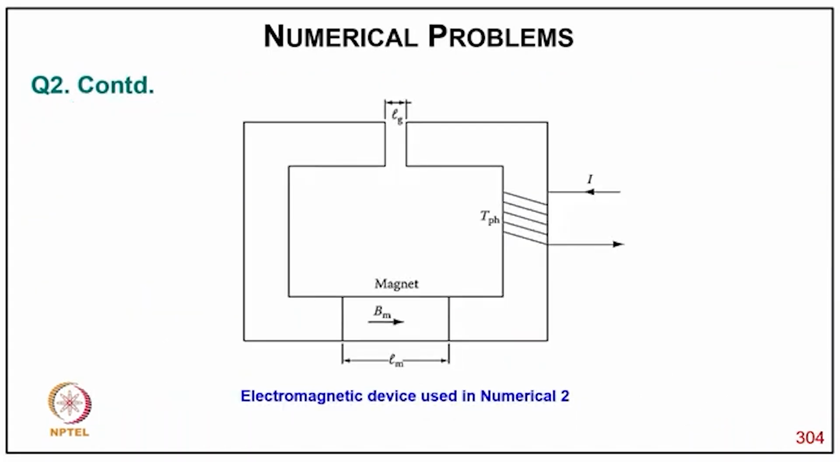Now this is typically the configuration of the electromagnetic device used in numerical 2, where the magnet is put of Lm length with the flux density Bm, and there is a length of air gap Lg, with of course turns on the same electromagnetic device with the current I with the TPH.